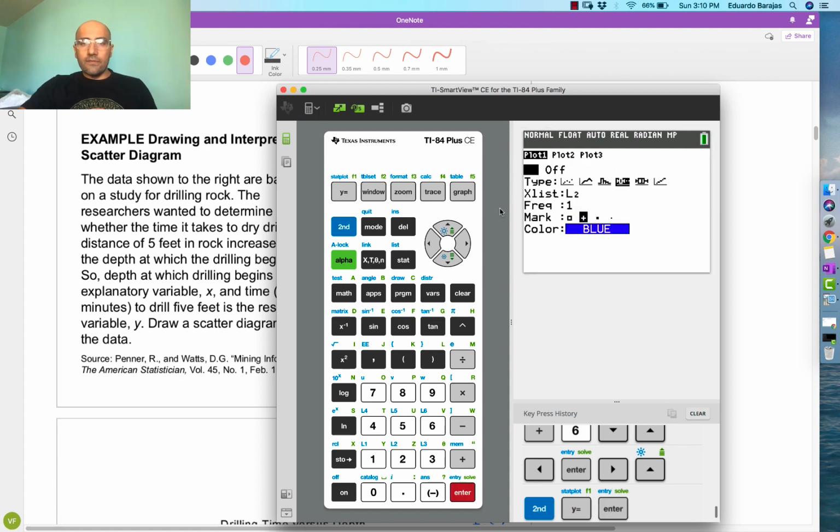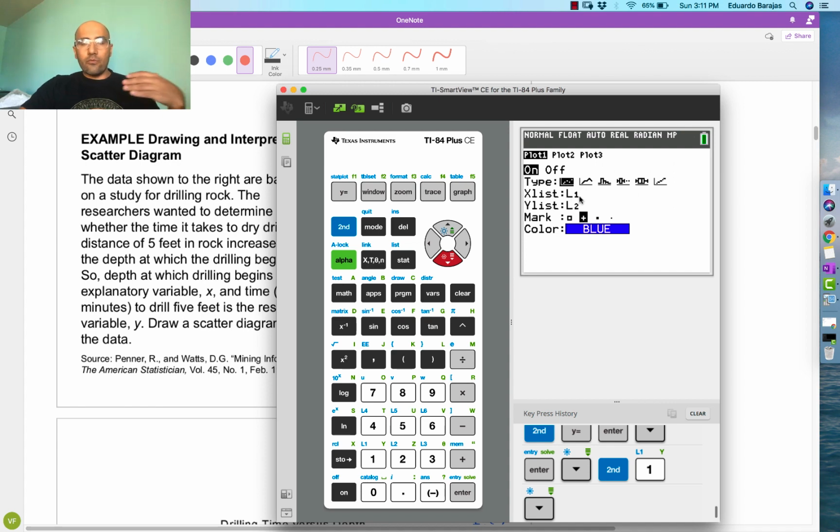Okay, so we want it on, that's good. Next, right now it has the box plot selected, but we actually want the first one now to create a scattergram. This very first one with little dots on there. Hit enter. Okay, next we want to tell it where our lists are. So our explanatory variable goes first, and that one we put on list 1. And then our response variable is the vertical axis, and that we put on list 2. Okay, so this was how deep you are when you begin drilling, and then this is how long it takes to drill 5 feet. Okay, all right, so now we have that.